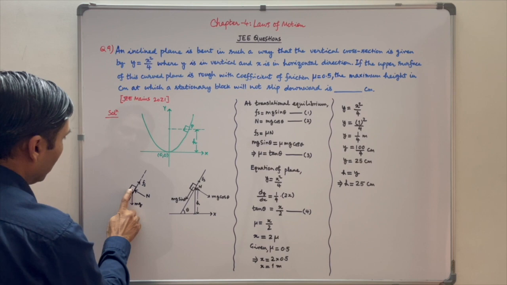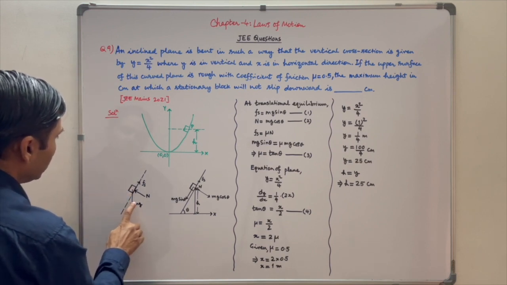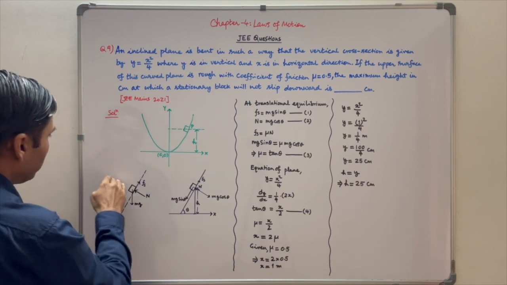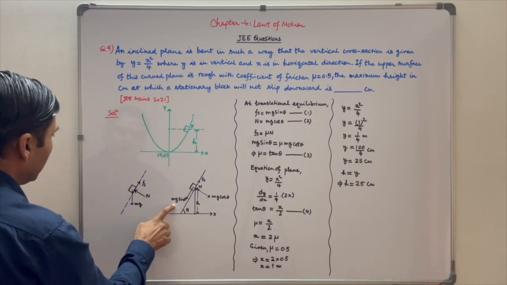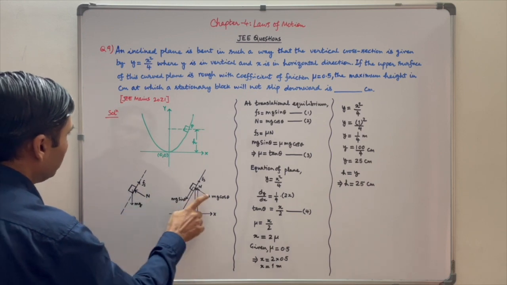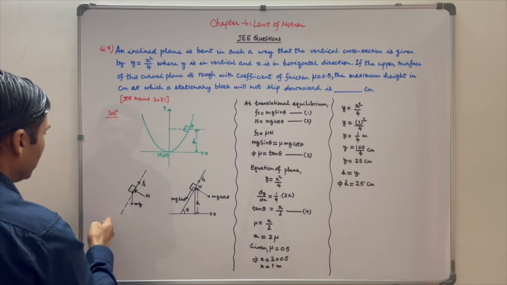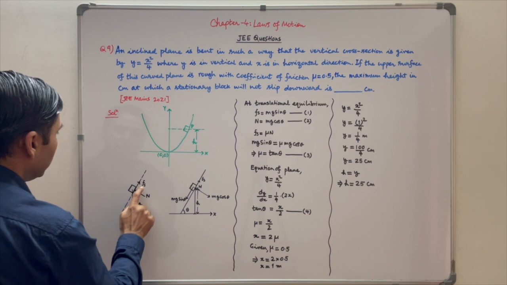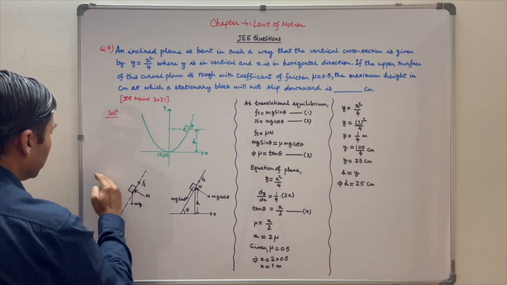mg is weight of the block that works vertically downwards at its geometrical center. We will resolve mg into two components, one along the tangent, another perpendicular to the tangent. Along the tangent component will be mg sin theta, and perpendicular to the tangent component will be mg cos theta. Since this block has tendency to slip down, so friction force on it will work up the plane along the tangent. It is represented by Fs. N is the normal reaction applied by the plane, which works perpendicular to the tangent.